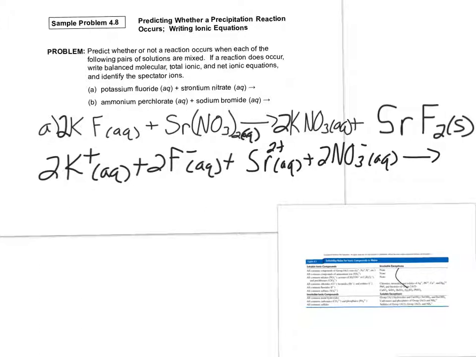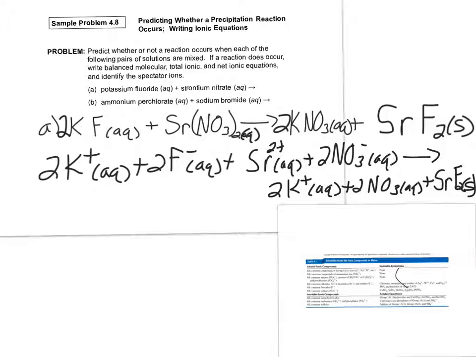Now I got to do the same thing for products. We already determined that potassium nitrate was soluble, so I'm going to come down here and put my products. So 2 potassiums, and that's AQ, plus 2 nitrates, and that's also AQ, plus we decided that our strontium fluoride was insoluble, so it stays together. I don't break it apart. SrF2 solid, there we go. All right, so there's my total ionic equation.